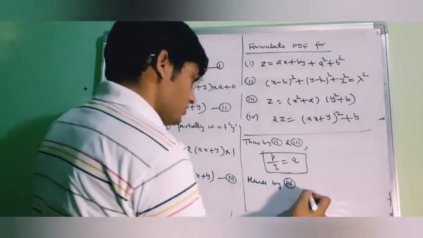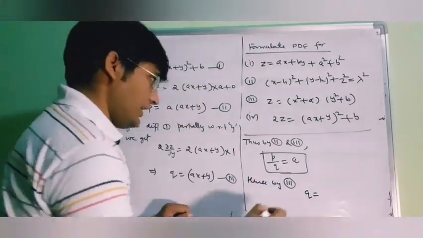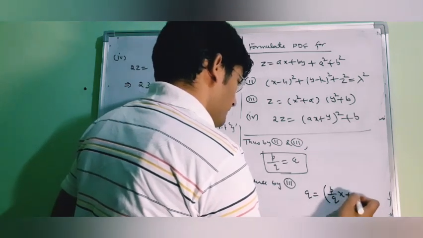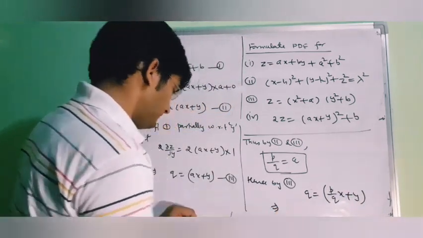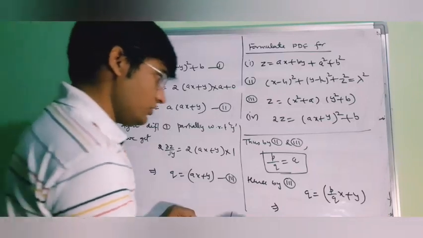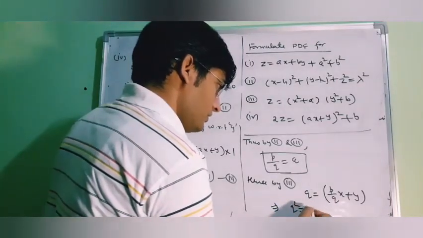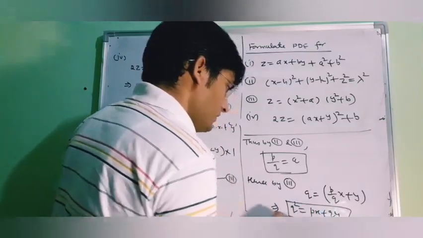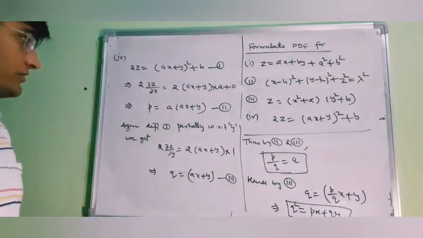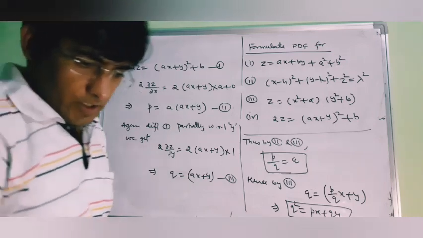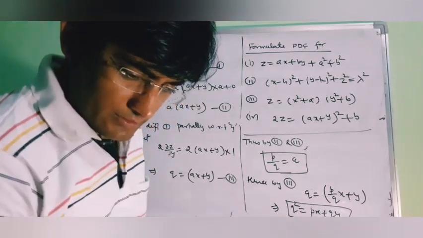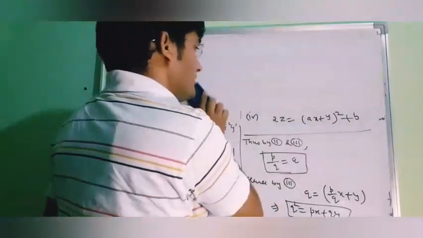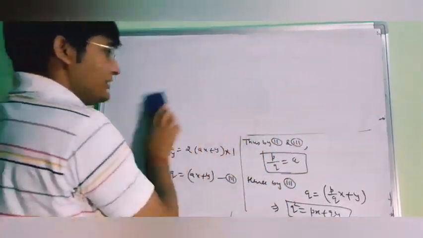Hence by 3, your q will be a x plus y, that means p upon q times x plus y. So that means your q square is equal to px plus qy. So this will be your answer. So this is your partial differential equation. Okay, now in the next case, we will formulate partial differential equation by eliminating the function.